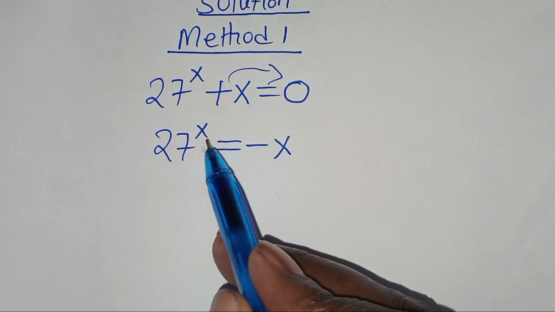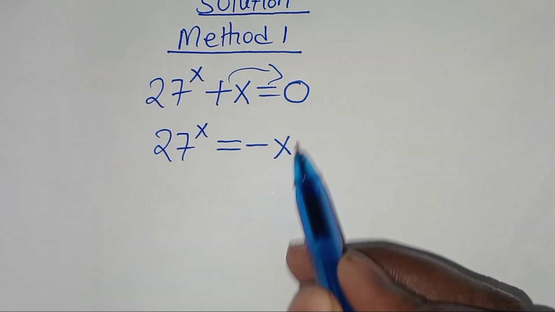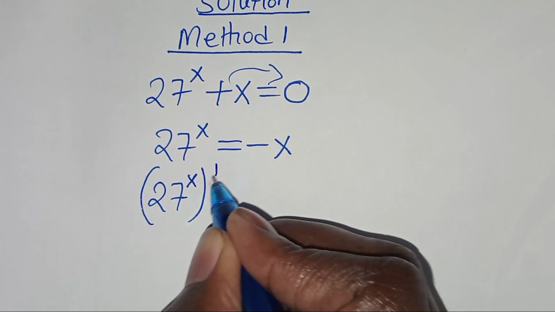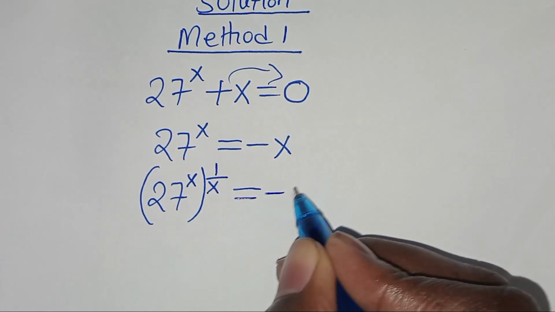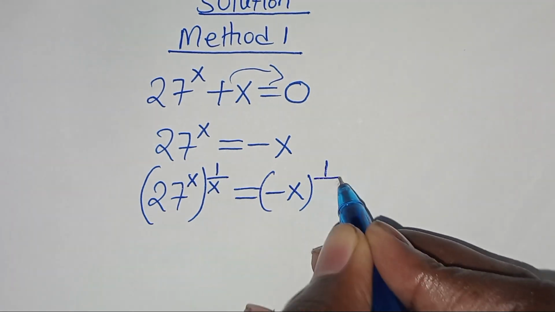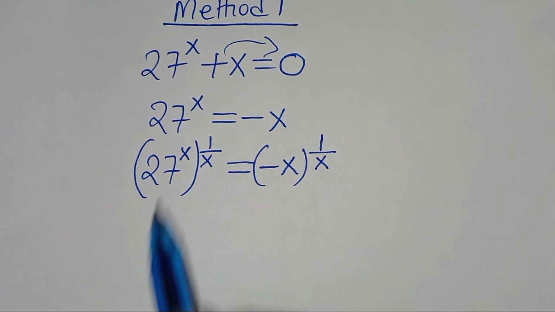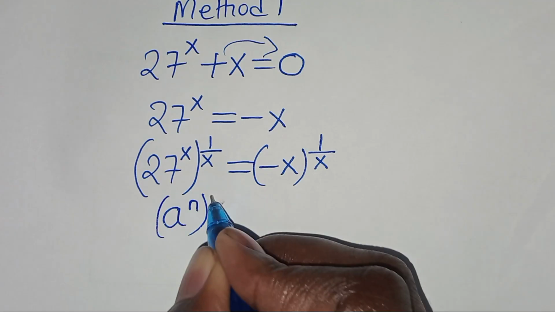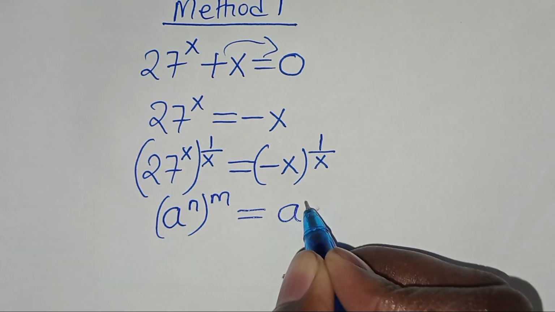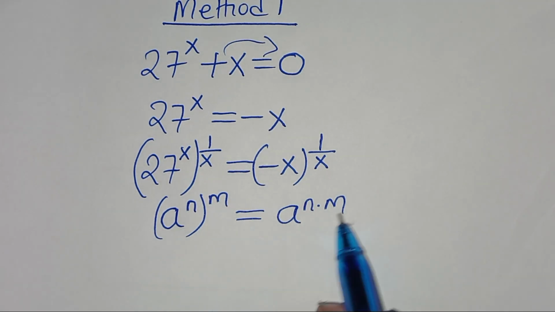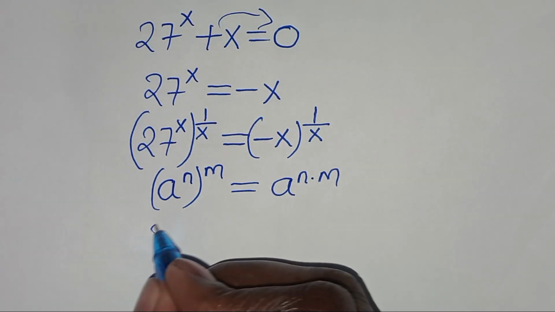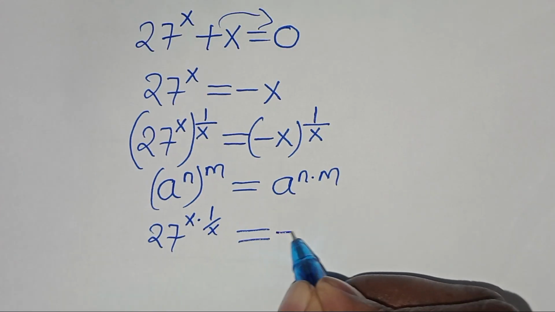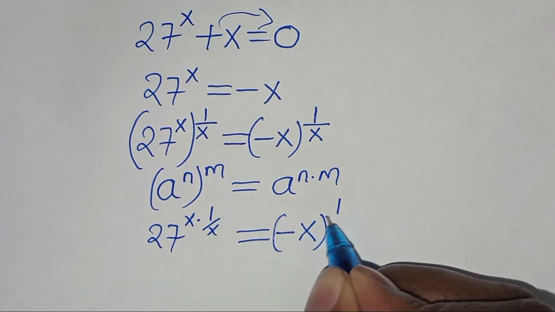The next step here, let's put the variable x and the base x on one side. To do this, we multiply both sides by 1 over x. So this is equal to minus x raised to power 1 over x. So 27 raised to power x raised to power 1 over x. This is in the form of a to power n raised to power m, which we can express as a to power n times m. Applying this exponent property, we have 27 raised to power x times 1 over x equal to minus x raised to power 1 over x.